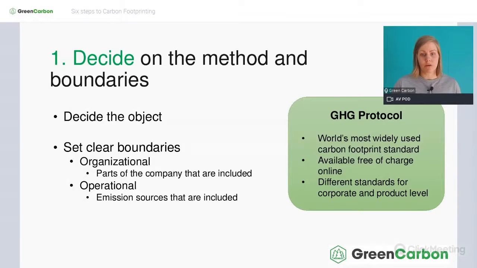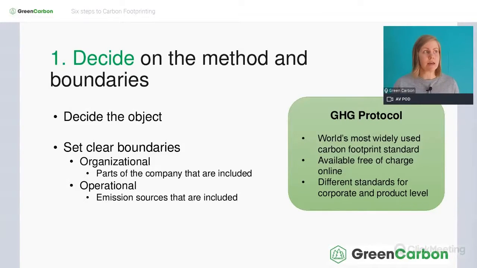Then there's the operational boundary, which everyone has to think about. It's about what emission sources I include in my calculations. Of course, we try to cover all the emission sources, but that might be an impossible task. So there are a couple of reasons why we exclude some emission sources. For example, let's say that your company has 50 different raw materials, but only 5 have a very minor role.